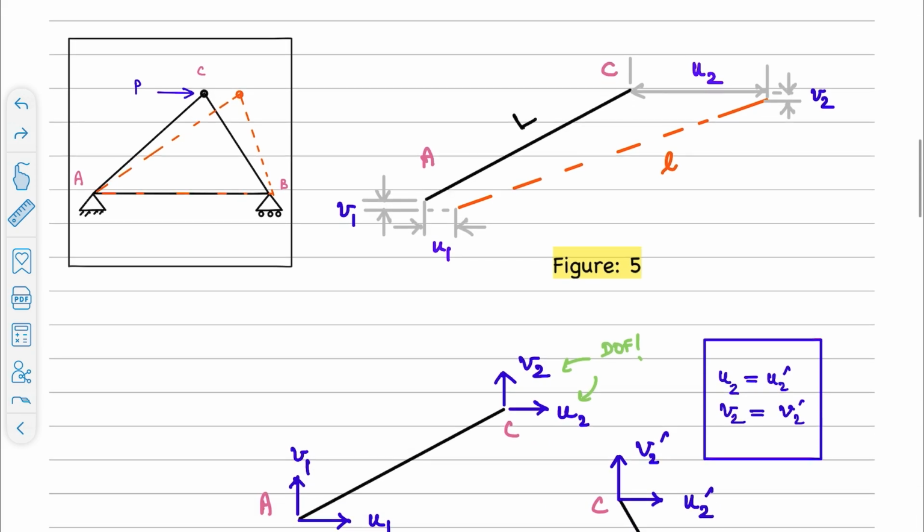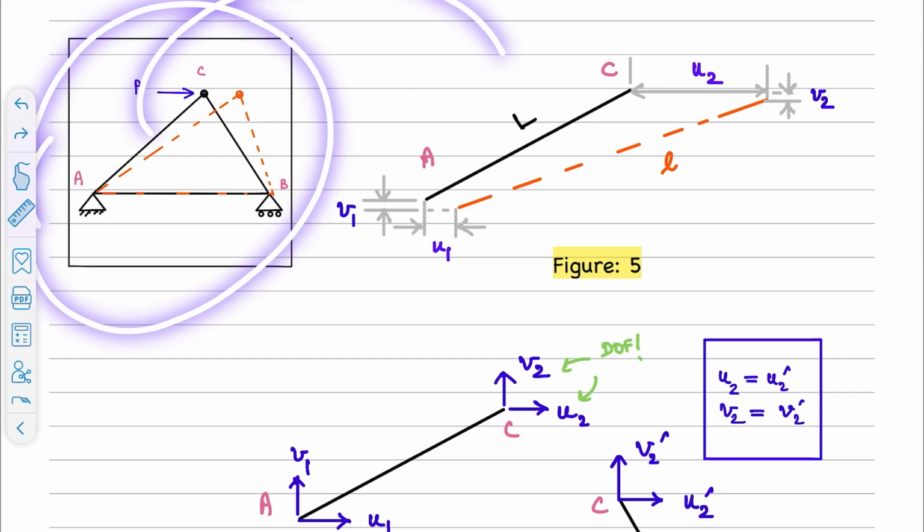Now let us consider a typical element of a truss like this. So AC is shown here.